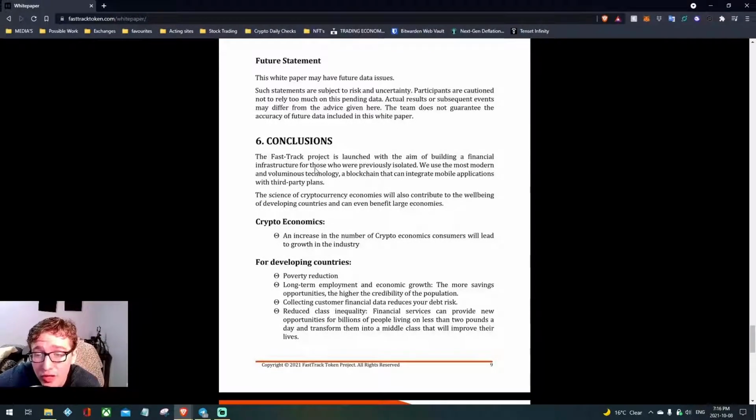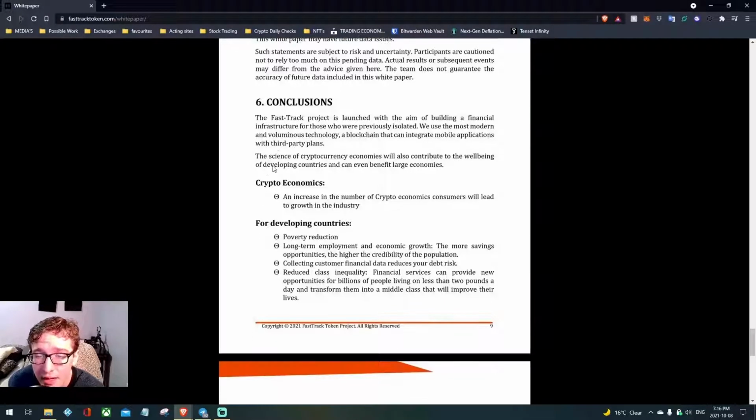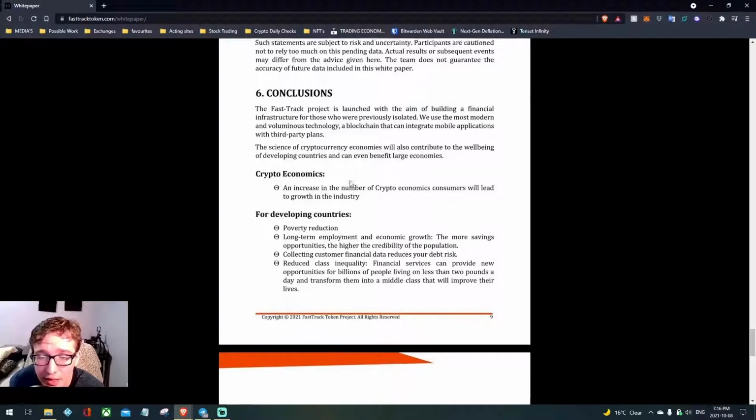Conclusion. The Fast Track project is launched with the aim of building a financial infrastructure for those who were previously isolated. We use the most modern and voluminous technology, a blockchain that can integrate mobile applications with third-party plans. The science of cryptocurrency economies will also contribute to the well-being of the developing countries and can even benefit large economies.